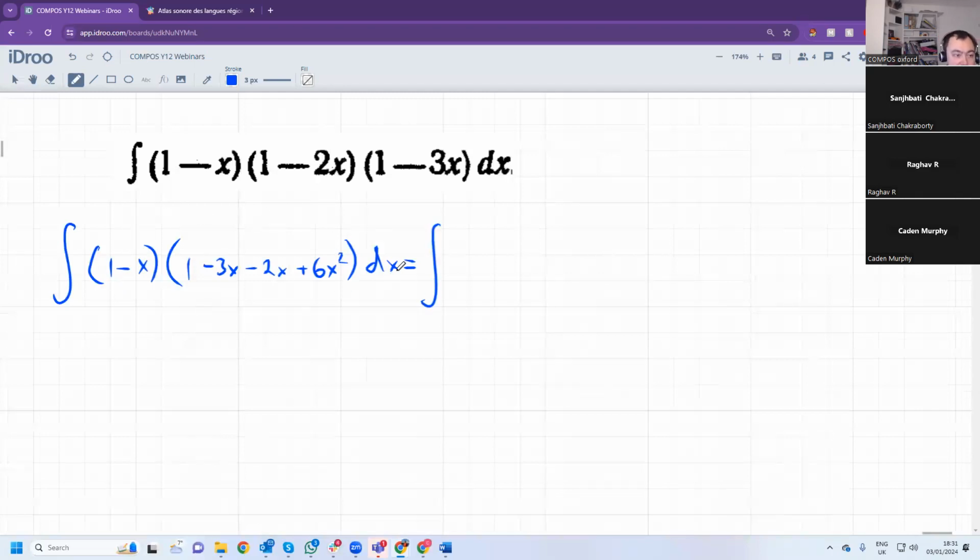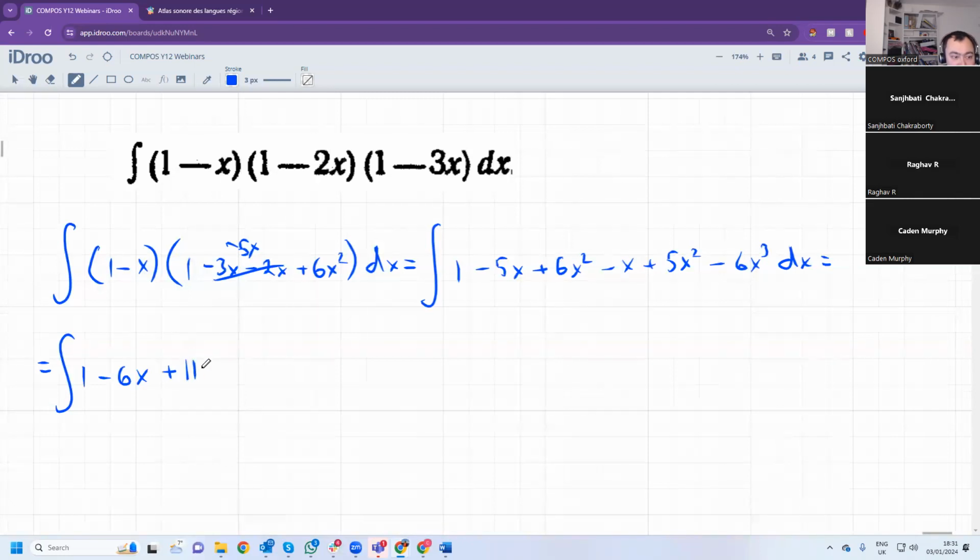Now I open these two. I can combine the two, so it's minus 5x. So 1 times 1 is 1, 1 times minus 5x, plus 6x squared, minus x, plus 5x squared, minus 6x cubed dx. And now I can simplify that: 1 minus 6x plus 11x squared minus 6x cubed dx.